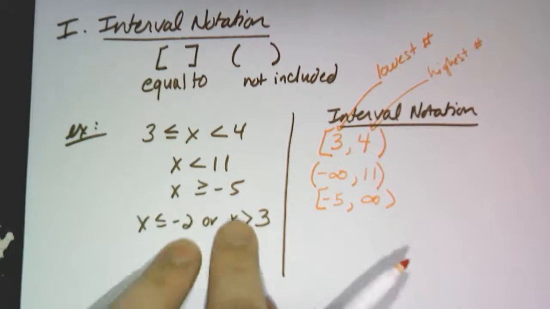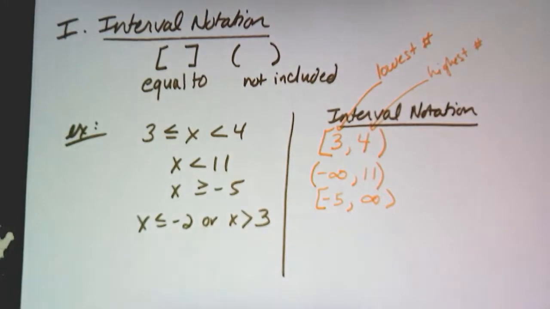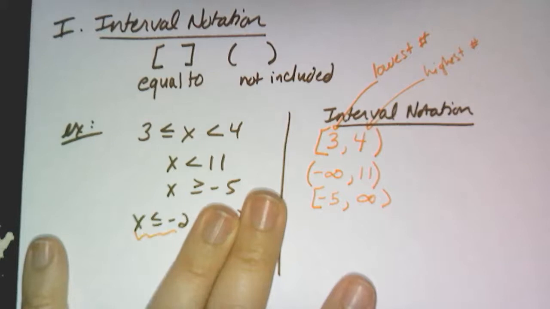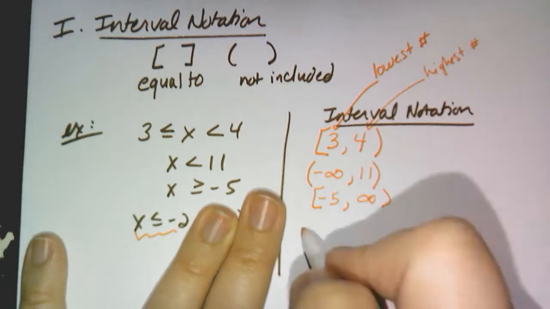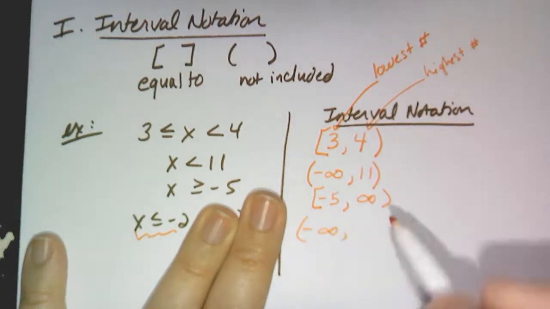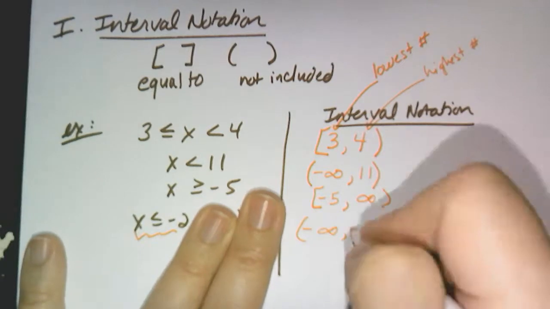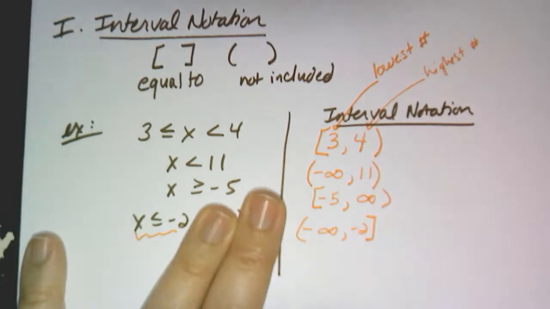Now this is a compound one, so we're actually going to create two intervals. We're going to join them together with a symbol that you should be familiar with. It's called the U symbol, the union symbol. You ignore this part right here and work on this first part. If X is less than or equal to negative 2, what is the lowest value that X could be? Negative infinity. Put a parenthesis around it. And what would the highest value be? Negative 2 with a bracket.